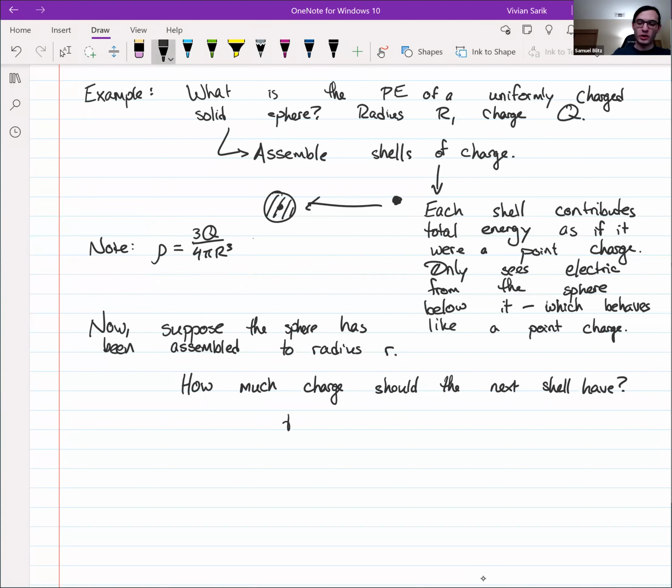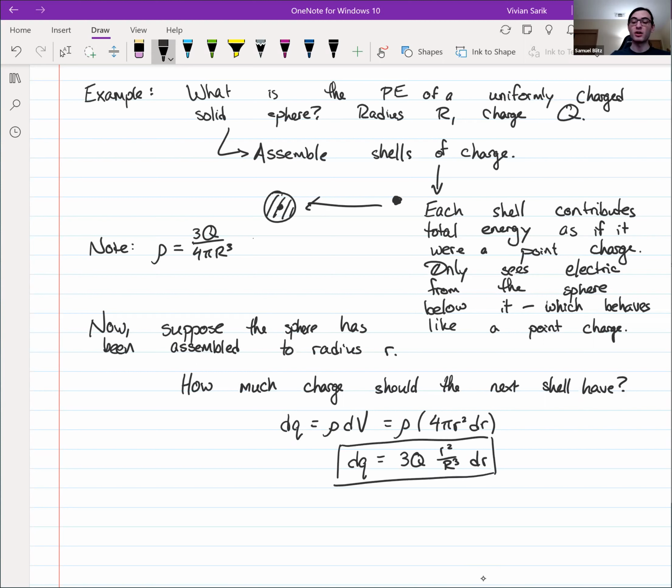So the amount of charge would just be rho times the volume of that shell, right? So what's the volume of a shell that has a radius r and thickness dr? Well, it's just the surface area, 4 pi r squared, times the thickness, dr, which is just 3q r squared over capital R cubed dr. I just substituted in what we know rho to be. So that's the charge on the shell, which we're going to treat as a point charge.